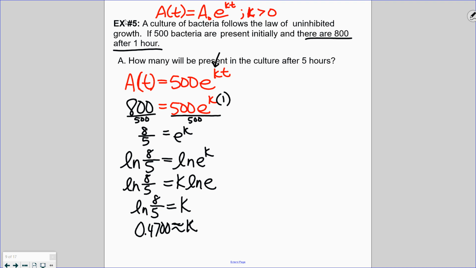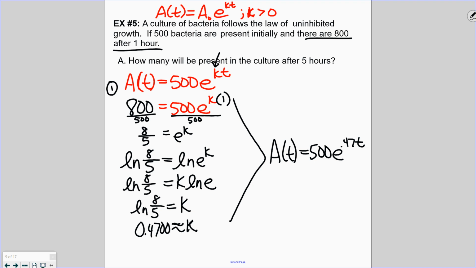0.47. So now all of this together implies that my actual model is 500 e to the 0.47t. So now I just found the model that fits this situation. Now the question is, how many will be present in the culture after 5 hours? So step number 1 is going to be just to write the model down. So I just write the model, and then I think, oh wait, I don't know k. So step 2, find k. Step 3 is we write the model down. So this is how I get the actual model.